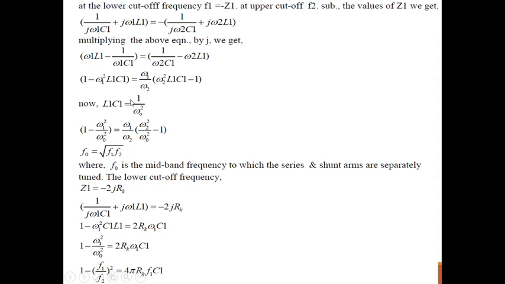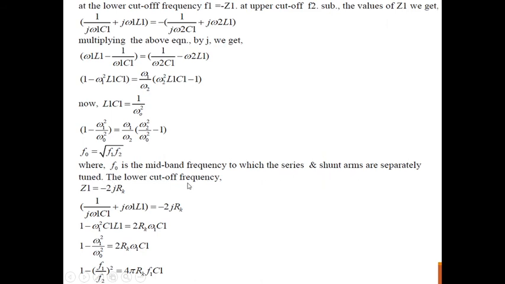So L1 C1 should be equal to 1 divided by omega naught square. So 1 minus omega 1 square divided by omega naught square should be equal to omega 1 by omega 2 into omega 2 square divided by omega naught square minus 1. Because L1 C1 we replaced like this with 1 divided by omega naught square. So here the value is getting changed, here also the value is changed. So finally we obtain this expression. So F0 should be equal to the square root of F1 and F2, where F0 is the midband frequency, at which the series and shunt arms are separately tuned.